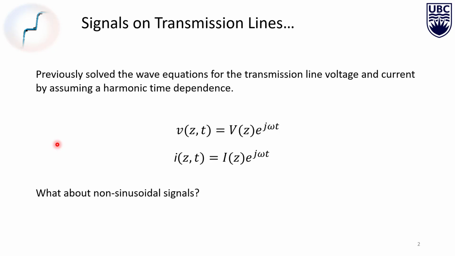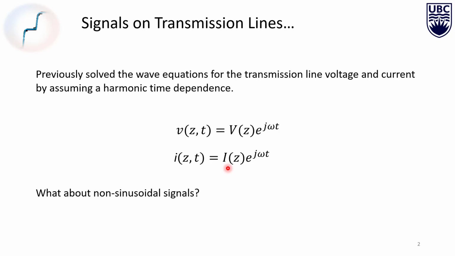In order to make progress, we assumed a harmonic time dependence for the voltage and current. This allowed us to evaluate the time derivatives. If we take the derivative of e to the j omega t, we just get a j omega coming down times that original exponential. Once we evaluated those derivatives, we could cancel all the factors of e to the j omega t in all of the terms. That simplified things quite a bit, because then we had a differential equation only in position. So what we actually solved for was the position dependence of the voltage amplitude and the current amplitude.